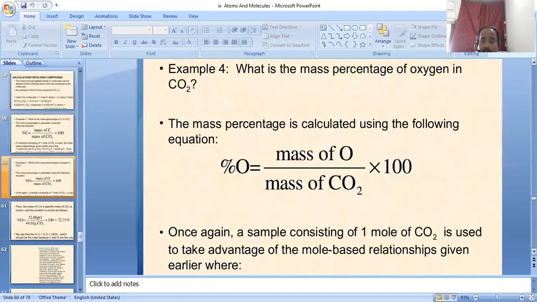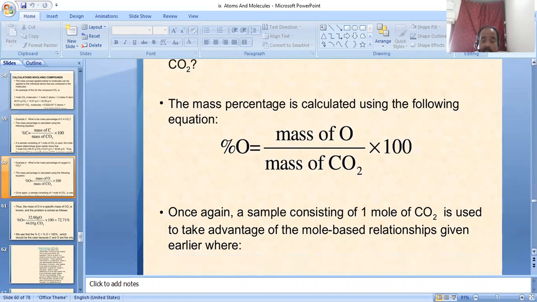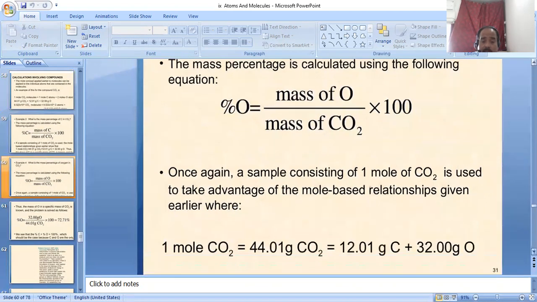And next, suppose the question is what is the mass percent of oxygen in carbon dioxide. The mass percent is calculated using the following equation. Mass percent of oxygen equals mass of oxygen by mass of carbon dioxide into 100. So once again, a sample consisting of 1 mole of carbon dioxide is used to take advantage of the mole-based relationship given earlier.